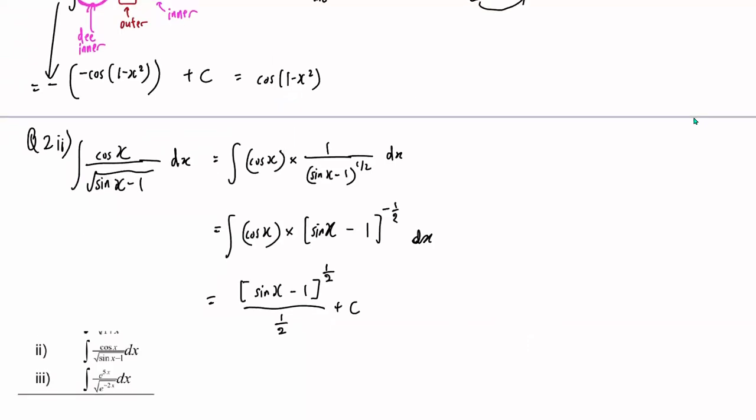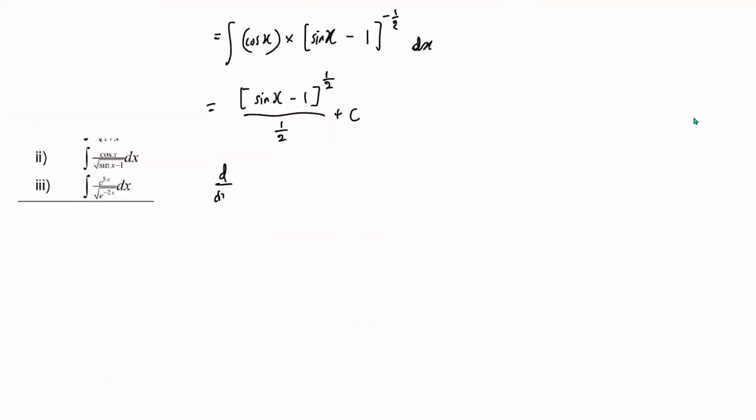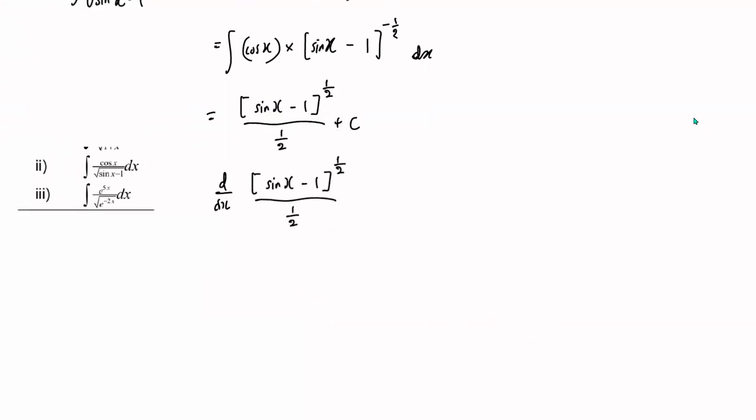Okay, so let's see. Differentiate this expression. I won't copy the c because differentiating c just gives 0. Over 1/2, can I just clean up a bit? It becomes times 2. Right? Yeah.